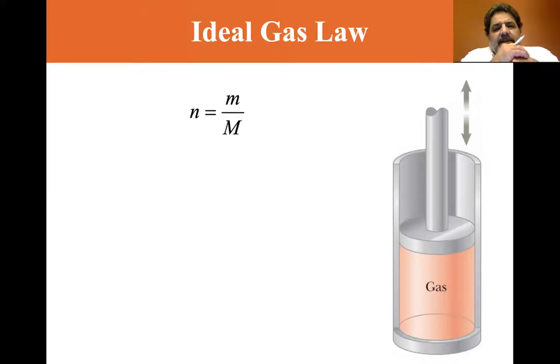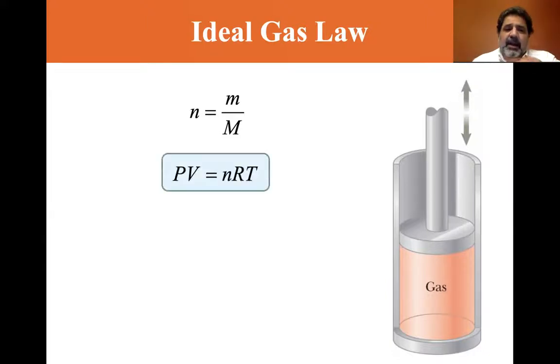N is the number of moles, and you get that by the mass of the gas that you have divided by the molar mass. That gives you N. And that N is what we use in the ideal gas law. PV equals nRT. Pressure times volume is equal to N times the ideal gas constant R times the temperature.